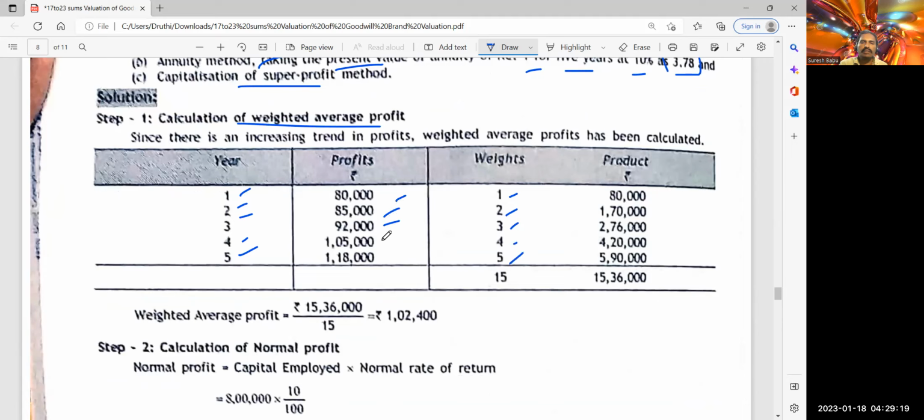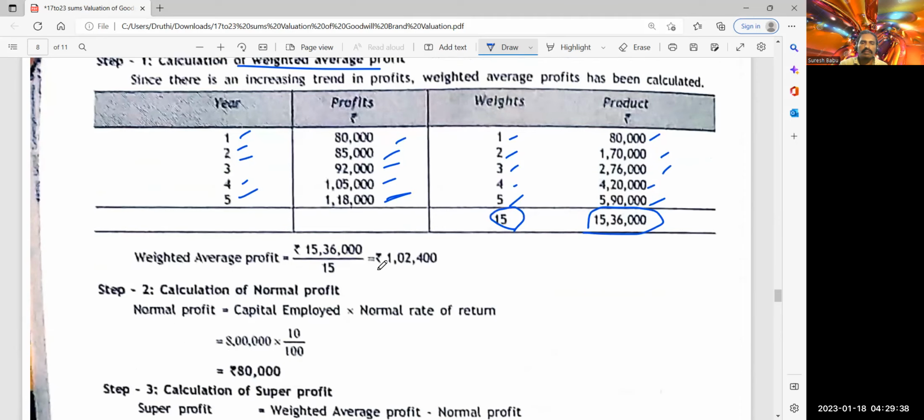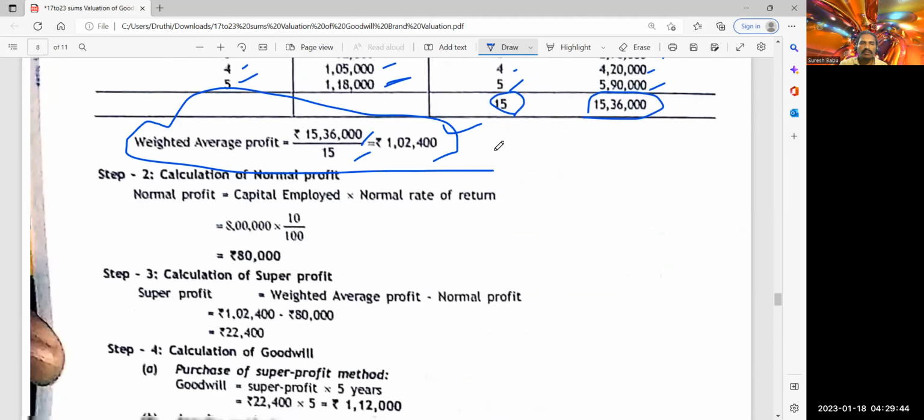80,000, 85,000, 92,000, 1 lakh 5,000 and 1 lakh 18,000. 80,000 into 1, 85,000 into 2, 1 lakh 70,000, 92,000 into 3, 2 lakh 76,000, 1 lakh 5,000 into 4, 4 lakh 20,000, 1 lakh 18,000 into 5, 5 lakh 90,000, total 15 lakh 36,000, total weights 15. So weighted average profit would be 1 lakh 2,400.